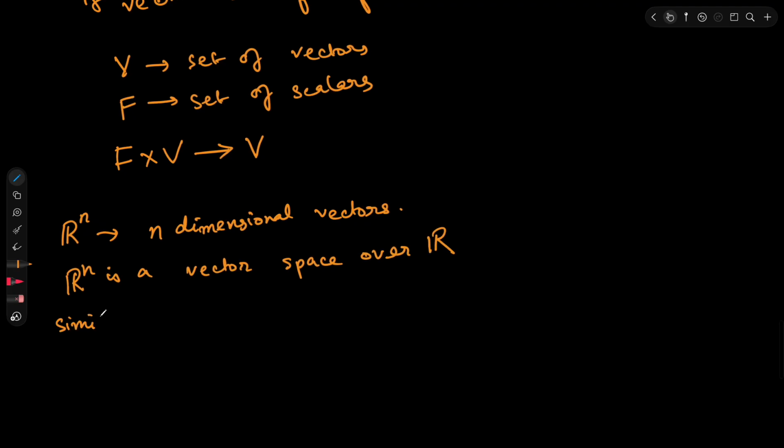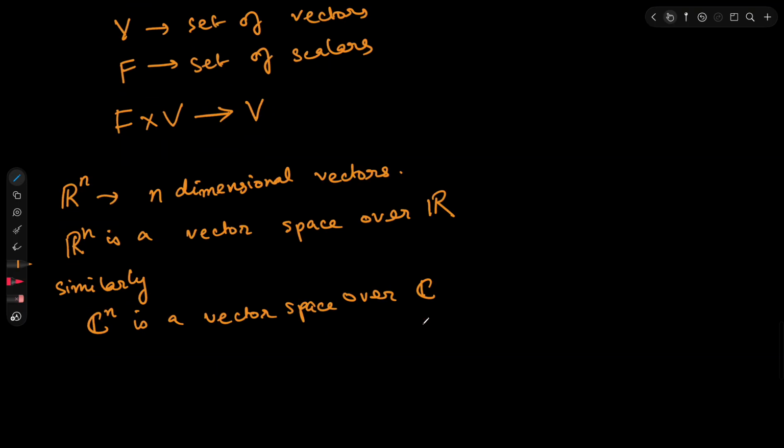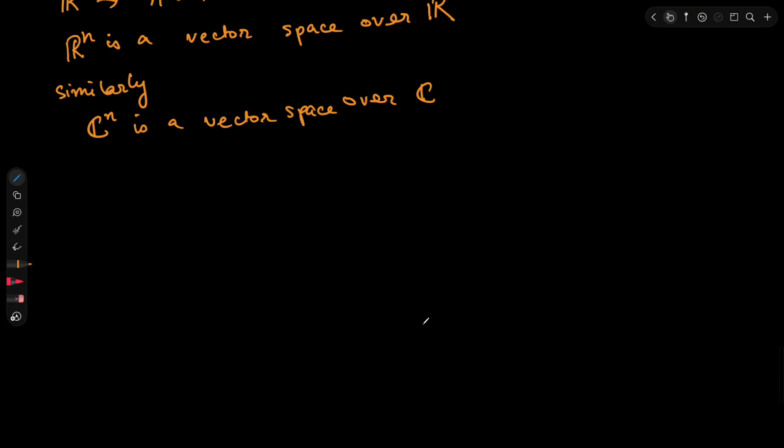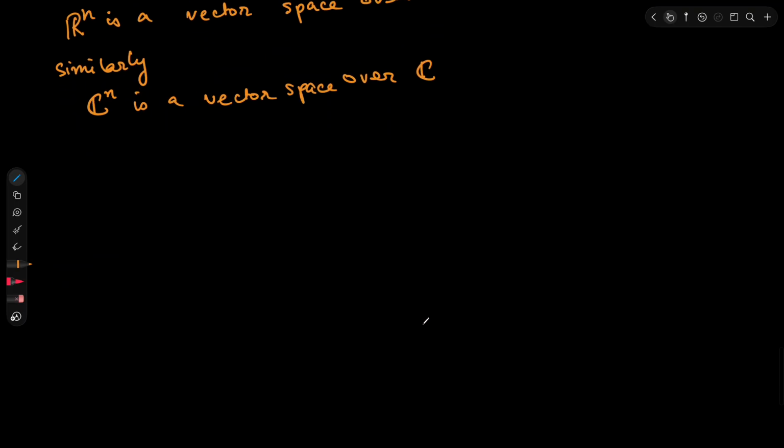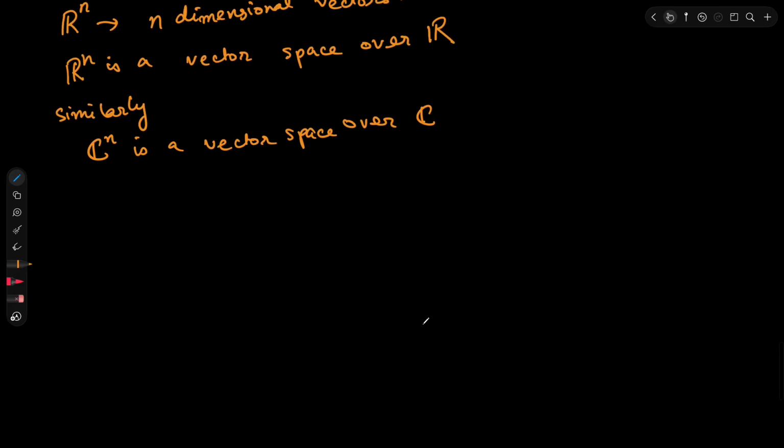Similarly, Cn, that is complex numbers, n-dimensional complex numbers, is a vector space over C, the field of complex numbers. So we can actually prove one of them.